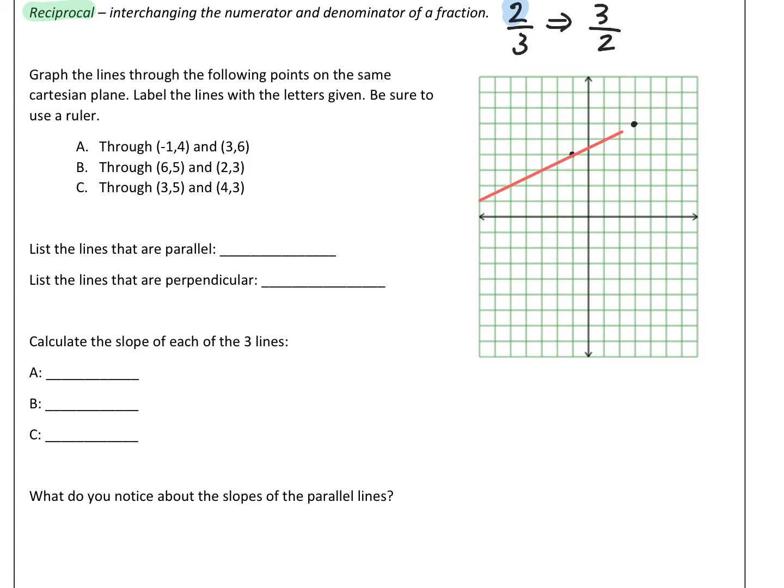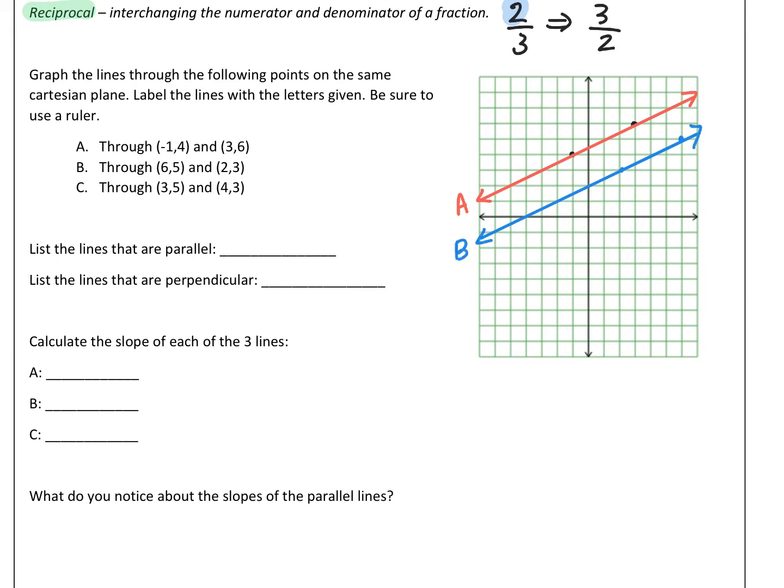I know you can't see my ruler on there, but I've got a ruler. Remember, we take it right to the edge, with arrows on either end. That is line A. I'm going to do them in different colors. Line B is through the point 6, 5, and the point 2, 3. And we're going to connect and draw that line. So that goes through there.